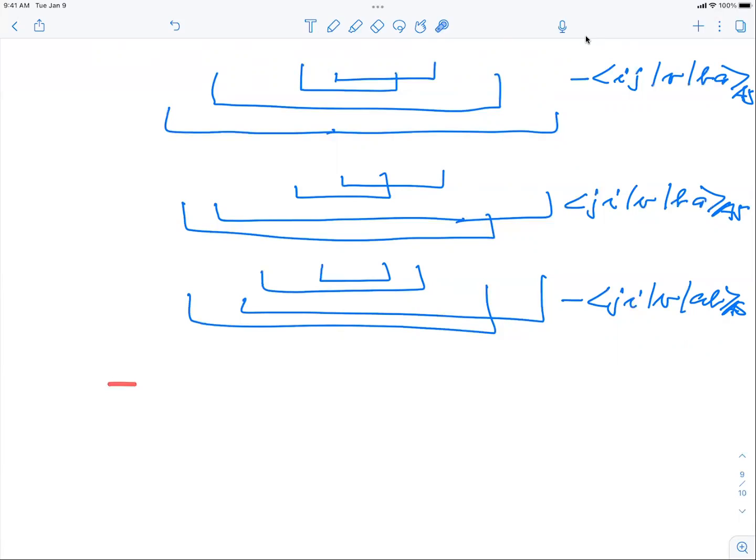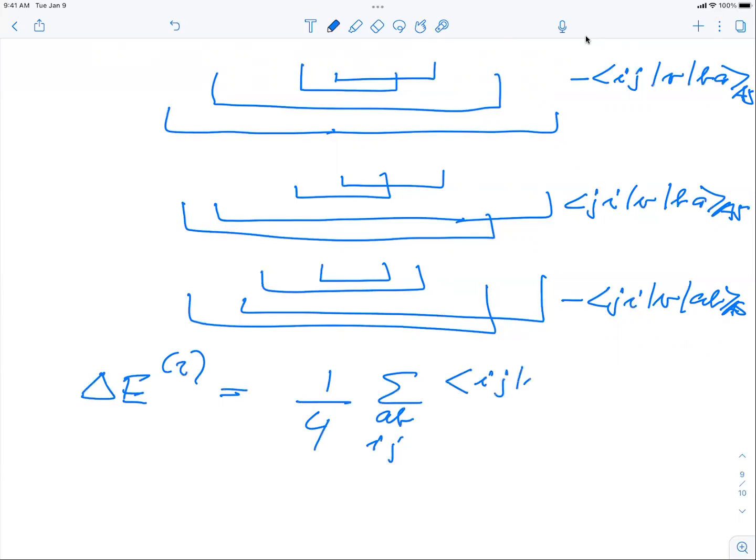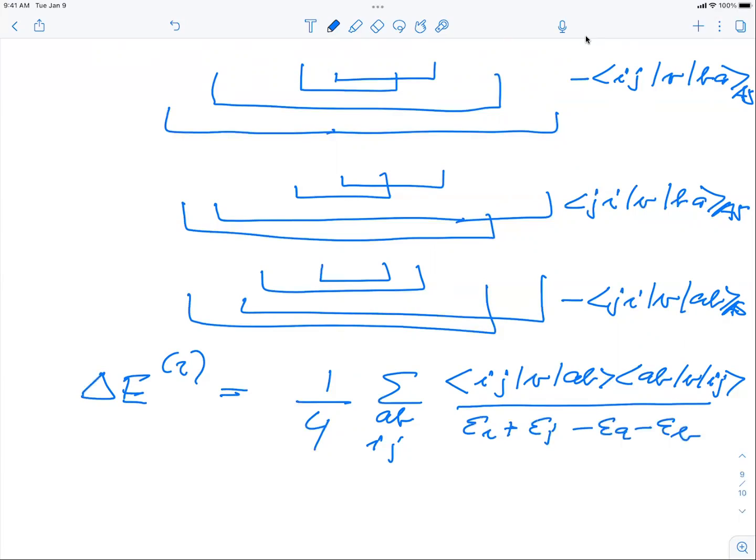So that means that when I plug everything in here, what I'm getting is that delta E of 2 is going to be given by 1 divided by 4. And then I have a sum over A, B, I, J. And then I have my matrix elements, and I'm just writing out the matrix elements, AB. And from now on, it's going to be clear that these matrix elements are anti-symmetrized. I'm going to skip the AS subscript because I will always use anti-symmetrized matrix elements. And this is given by epsilon I plus epsilon J minus epsilon A minus epsilon B.